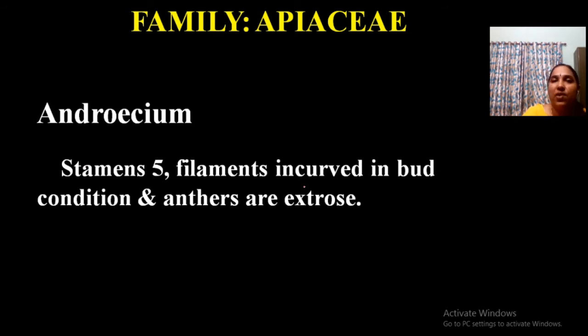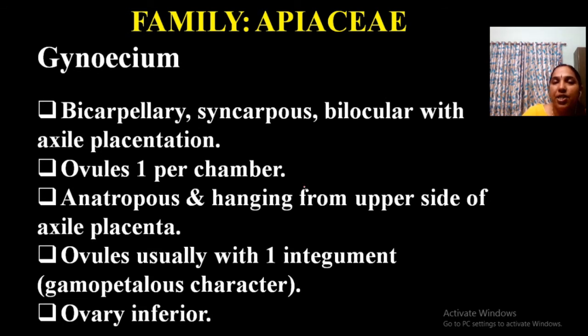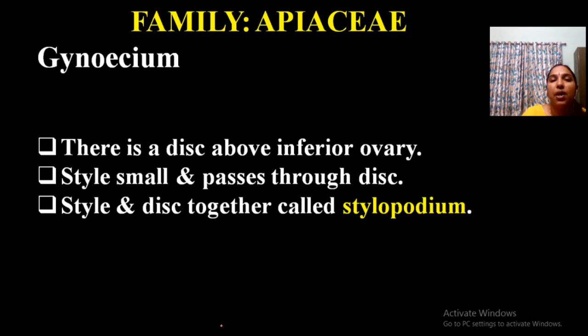Androecium also 5, everything 5: sepal 5, petal 5, androecium 5. The filaments are also incurved in the bud, petals incurved in the bud, typical point. Gynoecium bicarpellary, syncarpous, inferior ovary, that is very important. Axile placentation is very important. This point you have to remember always, inferior ovary in the case of Apiaceae. Understood? Bicarpellary syncarpous. And another peculiar feature of the gynoecium is the presence of a disc, where you can see the disc above the inferior ovary. This is also a typical feature of the Apiaceae family.